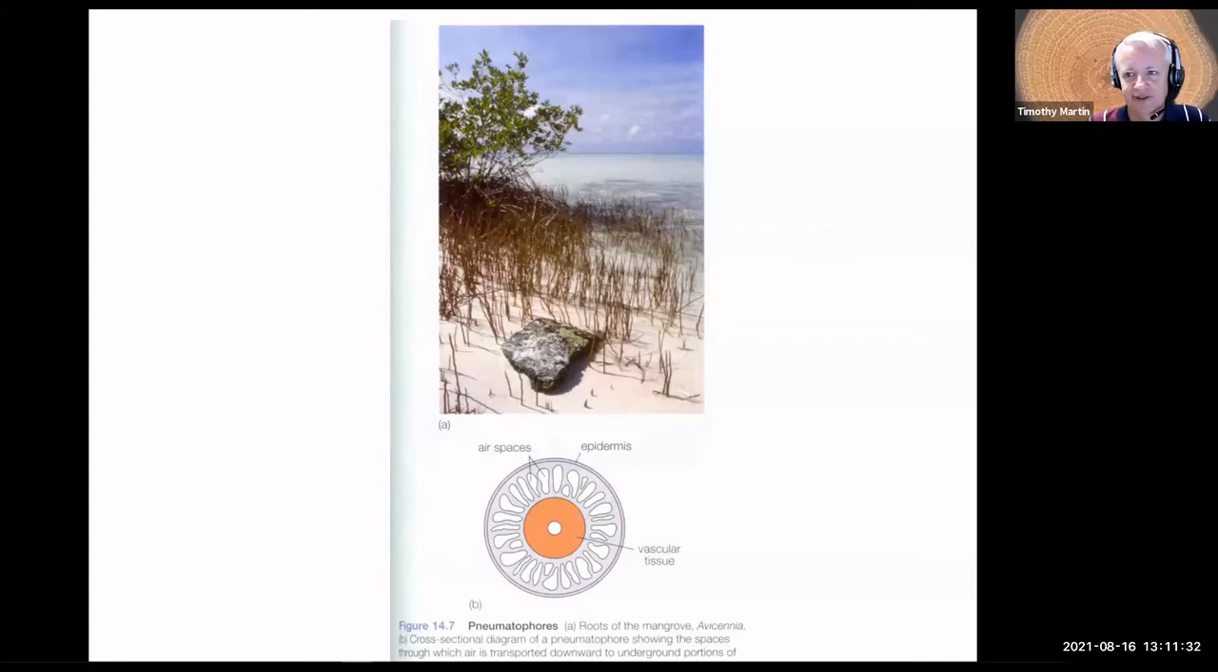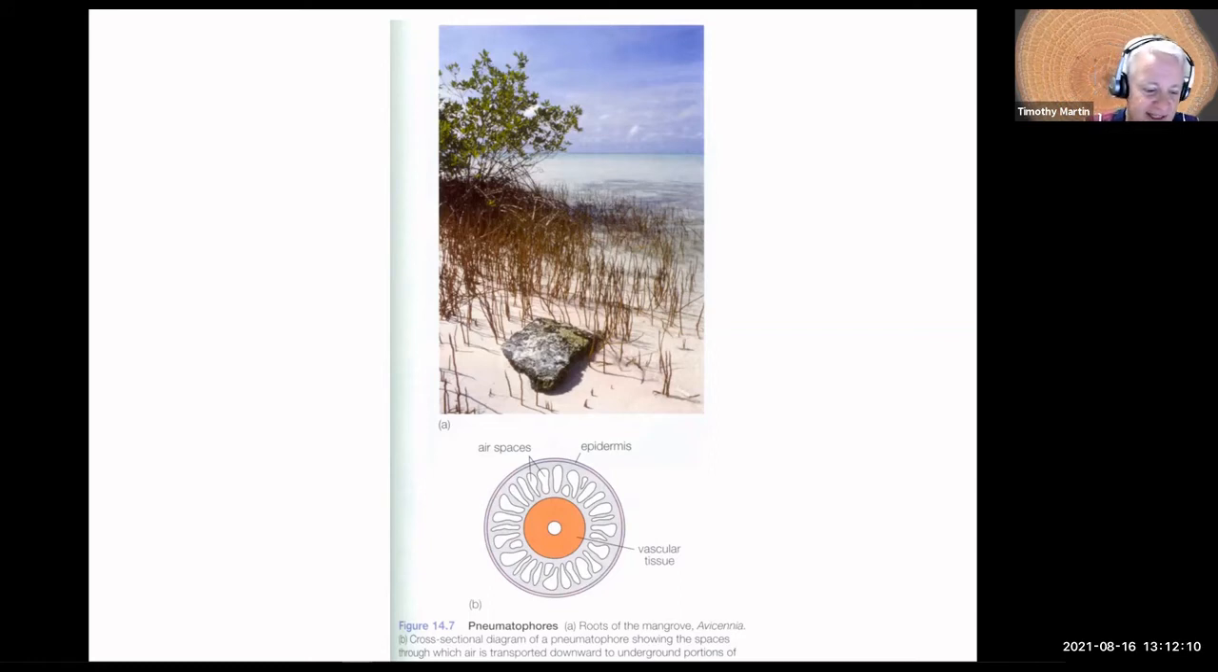I want to talk a little bit about aerial roots because they're pretty interesting. Aerial roots are roots that occur above ground. So in this case, these are examples of mangrove aerial roots. This is a mangrove tree, and these are mangrove aerial roots growing above the sandy beach surface here. And in this case, those mangrove aerial roots are serving as pneumatophores. Pneumatophores are just aerial roots that enable the transport of oxygen into the root system from the atmosphere.